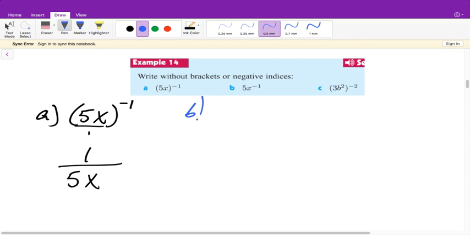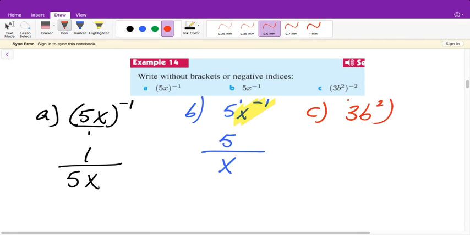All right, b is a little bit different because it's not written in parentheses. So the only thing that's being raised to this power of negative 1 is this x. Right? It's something that we went through in the very first section of this chapter. If it's not in parentheses, everything is not being raised to that power. So 5 will remain in the exact same position because it's raised to a positive power 1. And then the x just needs to be rewritten in our denominator. Right? And then for c, 3b squared to the negative second power, same thing as I said before.